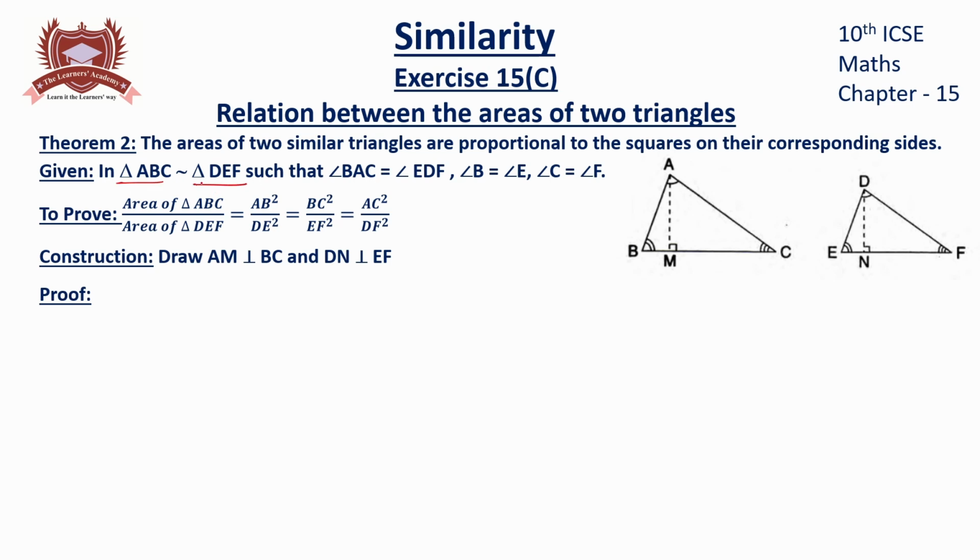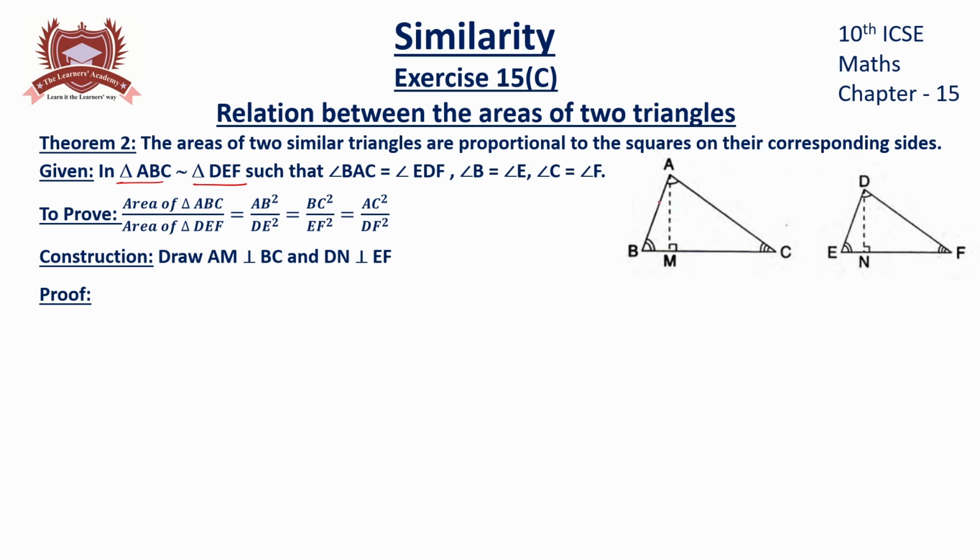triangle DEF, and they're similar to each other, which implies that angle BAC is equal to angle EDF. Angle B is equal to angle E and angle C is equal to angle F. Now we have to prove that the ratio of the areas of the two triangles is equal to AB square upon DE square, or BC square upon EF square, or AC square upon DF square. Now, we have a construction here.